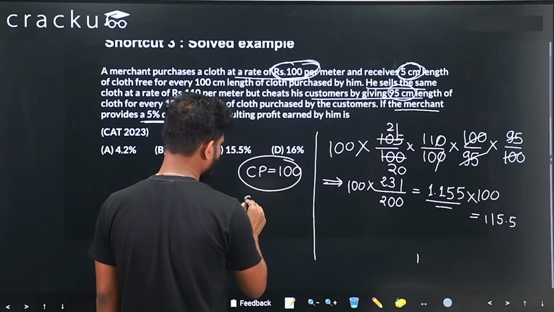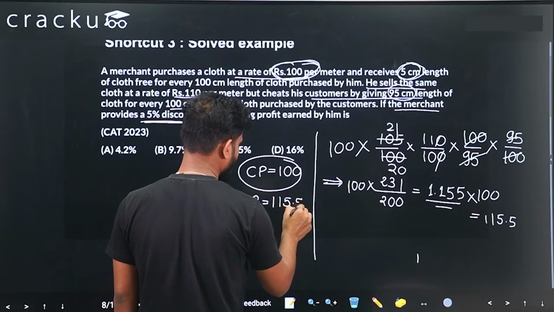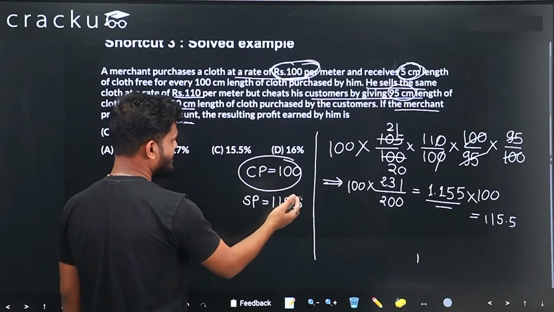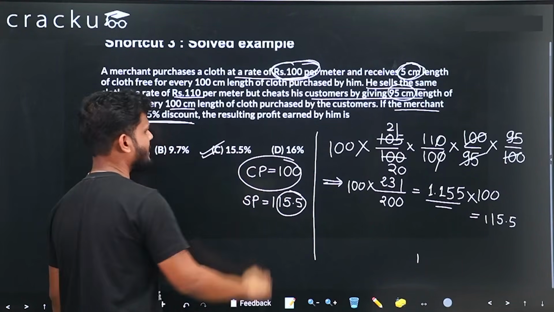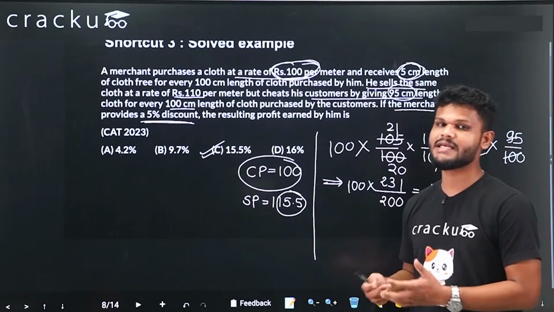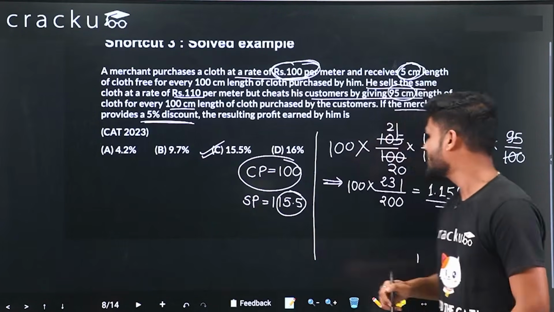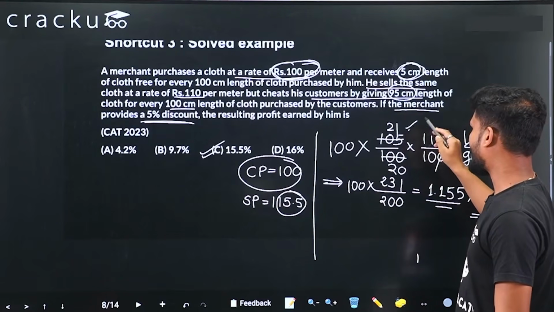So his cost price was 100. His selling price is what? 115.5. So how much profit is he getting? He is getting this 15.5 extra. So his profit will be 15.5%. So did we write any equations like stated cost price or actual cost price? Nothing. We just converted every act of his cheating into a simple fraction.